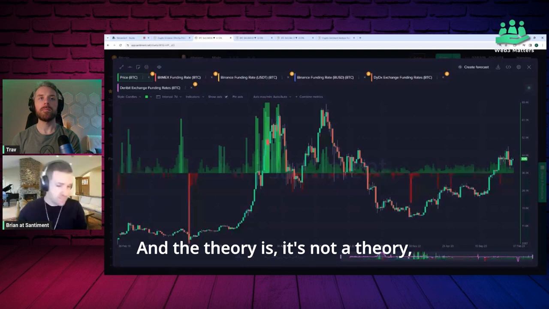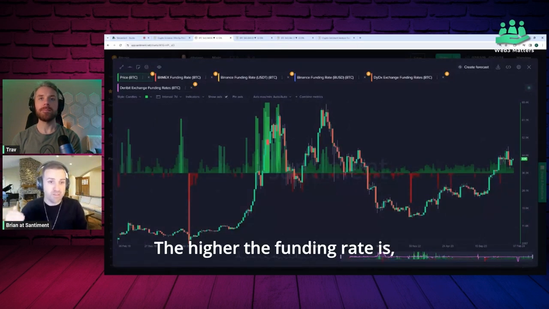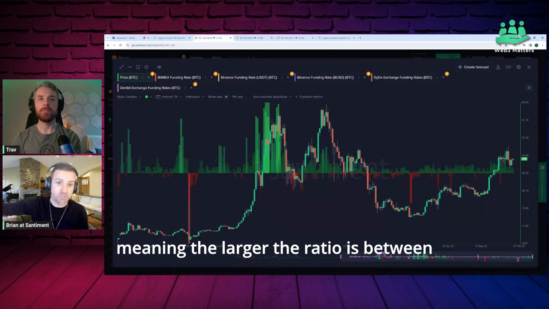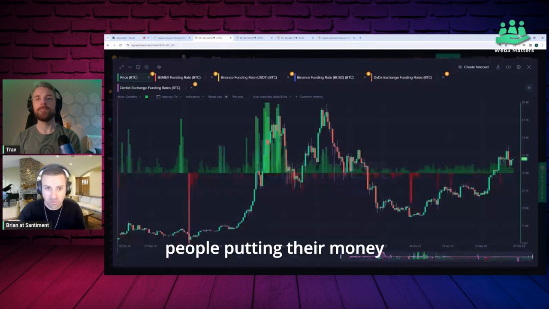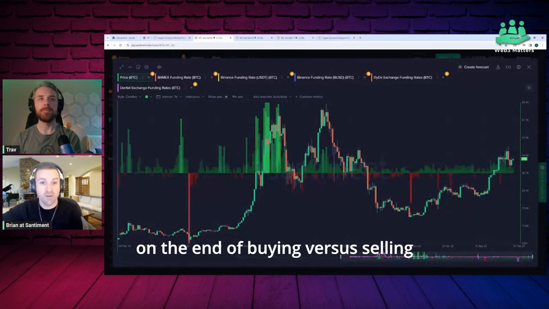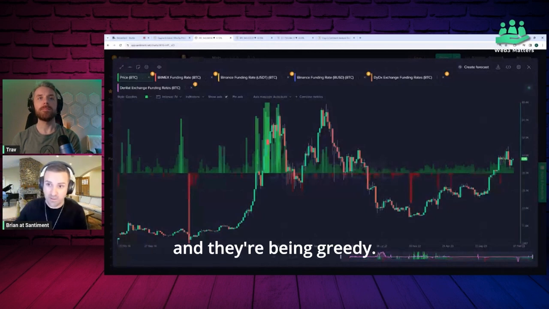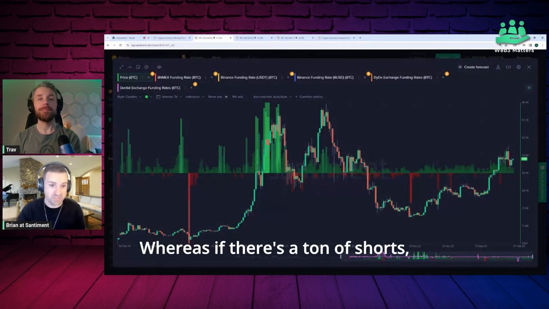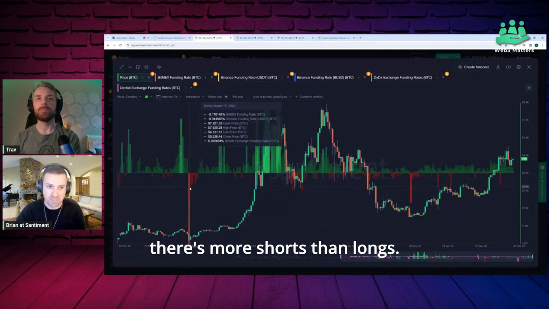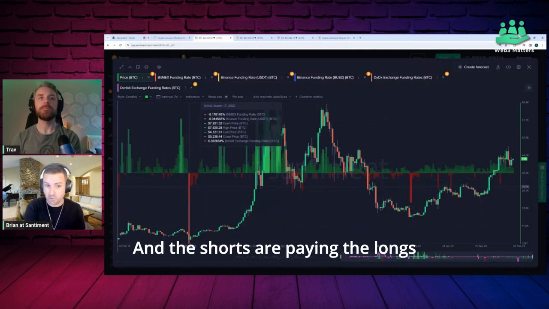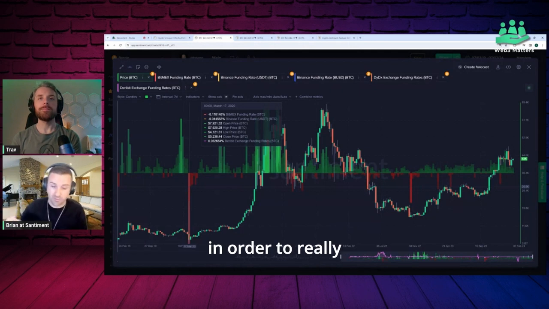And the theory is, it's not a theory, this is definitely proven, the higher the funding rate is, meaning the larger the ratio between longs versus shorts, the more likely we are to a top, because it's indicative of people putting their money on the end of buying versus selling, and they're being greedy. Whereas if you're seeing a lot of red, that actually means there are more shorts than longs, and the shorts are paying the longs in order to really try to ride prices down.